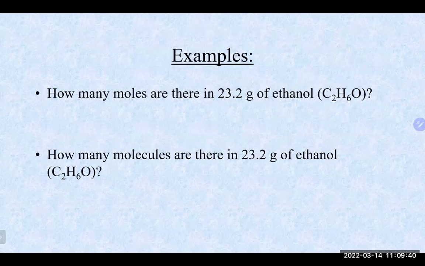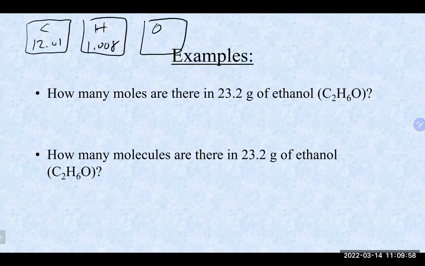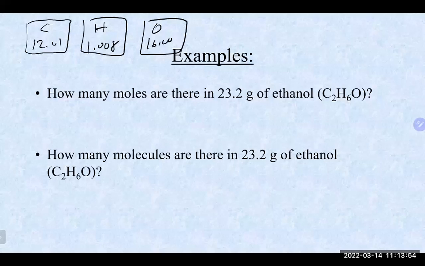So let's try a couple more here. How many moles are there in 23.2 grams of ethanol? How many molecules are there in the same? We'll give you some periodic table values in case you don't have one: carbon 12.01, hydrogen 1.008, and oxygen 16. So the first question is how many moles are there in 23.2 grams of ethanol? And how many molecules are there in 23.2 grams of ethanol?